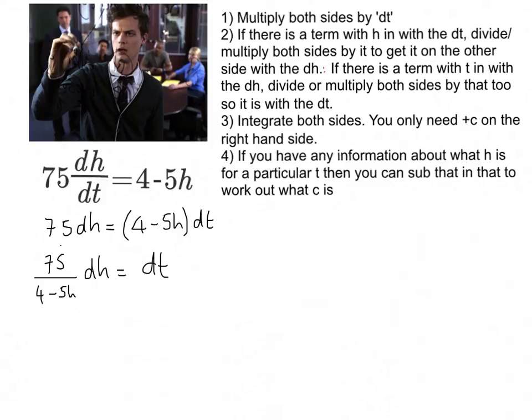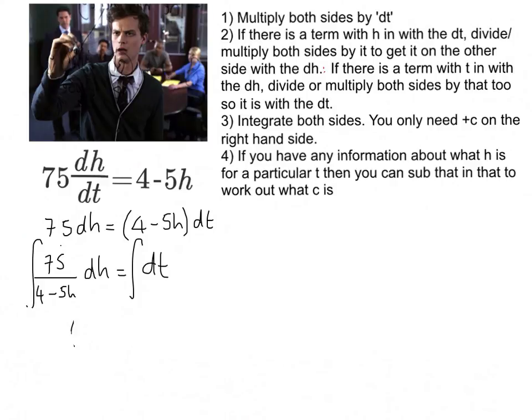Now we need to check the left hand side. Is there anything to do with t on this side, because it should be over there? Anything to do with t? Nope, that's all fine, that's all numbers. Okay, we can go ahead, integrate both sides. On the left hand side we get ln of 4 minus 5h. We need to compensate with a minus 1 over 5, and we've got a 75 on the top there. Let's just move that across a little bit.